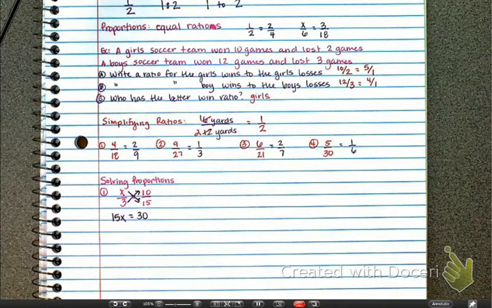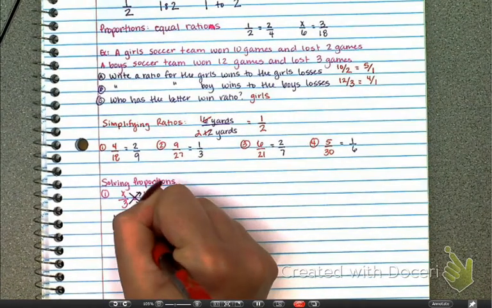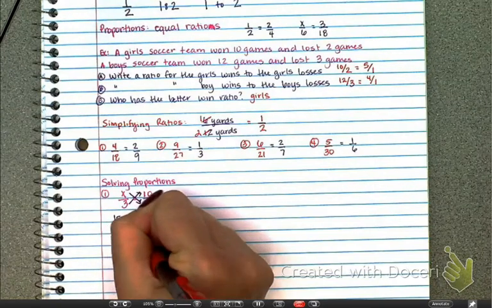Let's go back to IM1. How would I solve for x? Divide by 15 on both sides. So x equals 2.